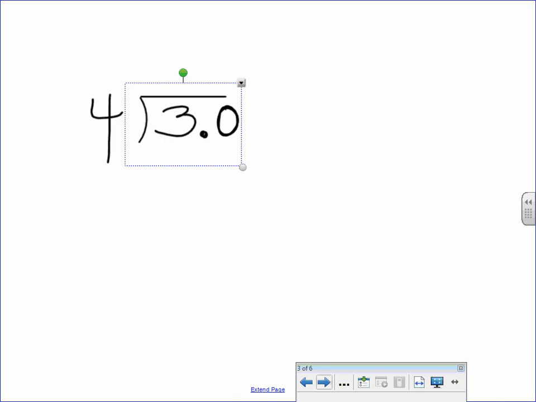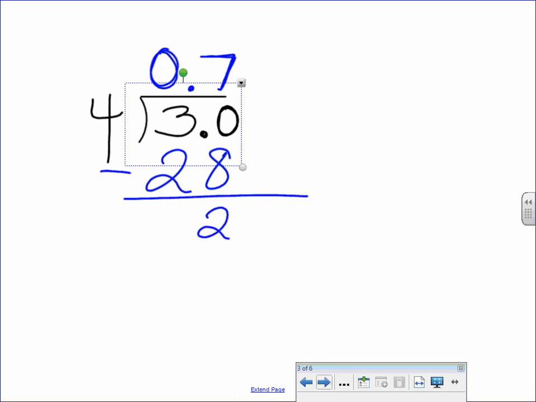If I look down the column that has 4s in it, I want to go as close to 30 as I can get without going over. So if I look completely down my column, the closest I can get to 30 would be 28. And 4 and 28 would be 7. Then I subtract this and I get 2. I have to add a 0 because I have a remainder.